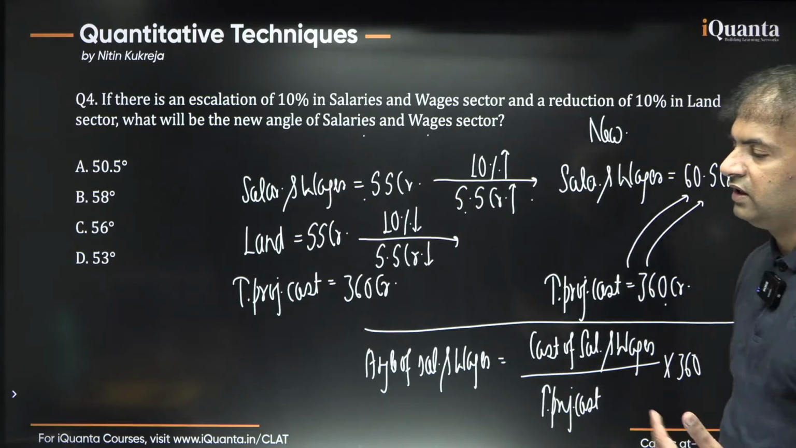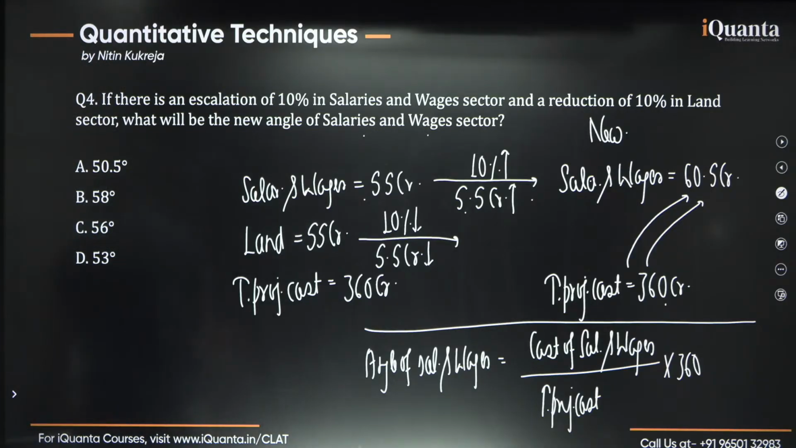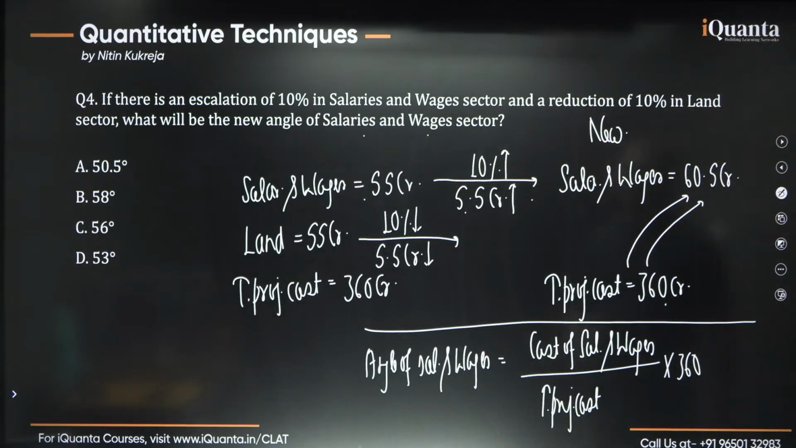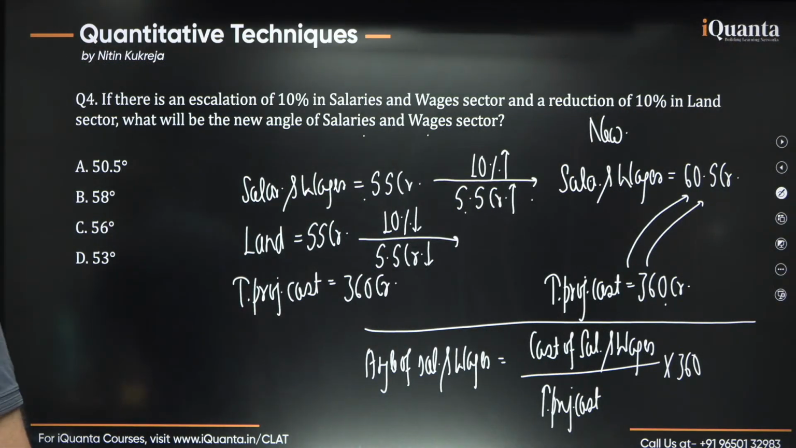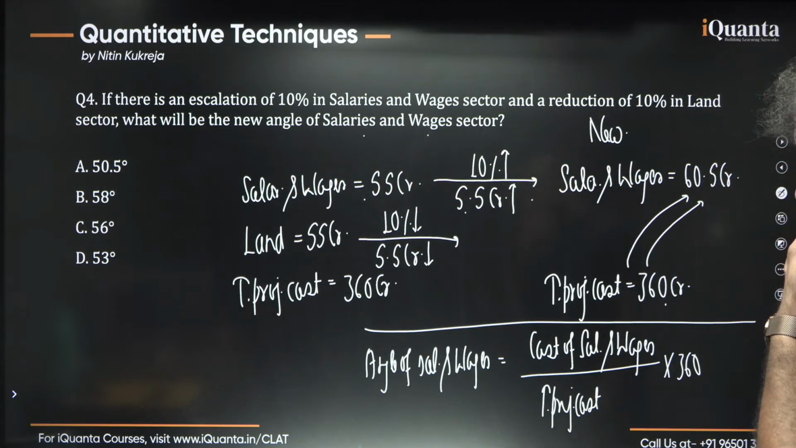See, angle is always calculated with respect to 360, just as percentage share is calculated with respect to 100. Similarly, the angle distribution is always calculated with respect to 360, right? Yeah, I think you are right, Shreya. The option is wrong. Yes, Ashya, the option is wrong. Okay, I think this is a typing error, right? The answer is 60.5 only.